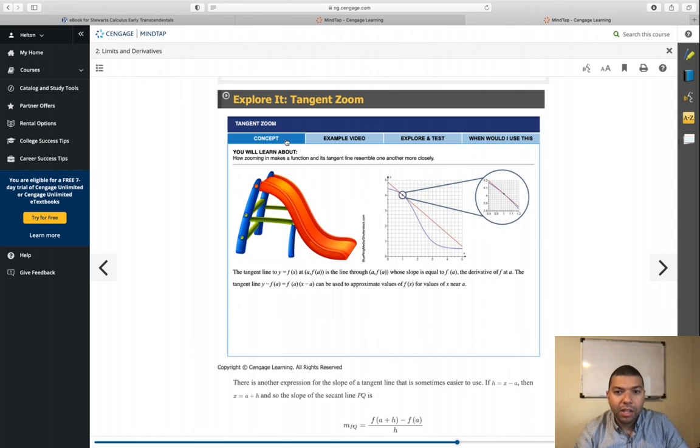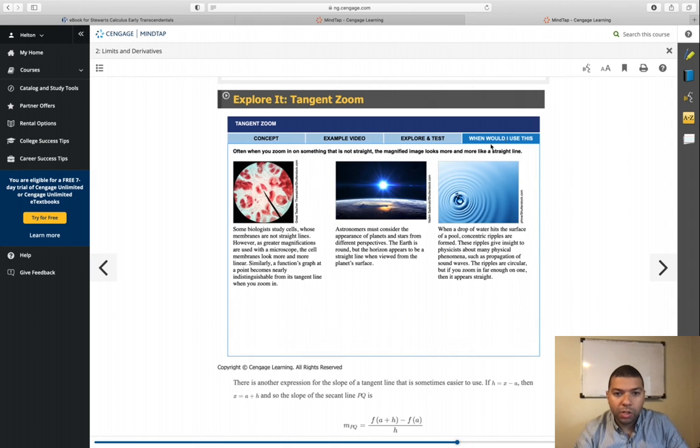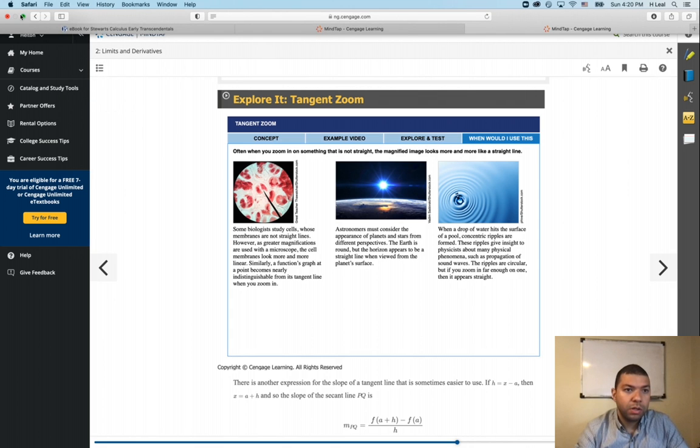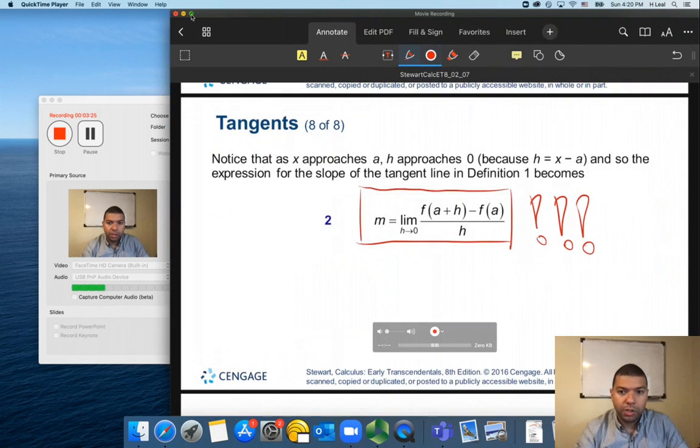Take a look at this, look at the concepts, look at the example, and look at when you'd use this. This is a very important concept and idea. It's very, very, very important. Take a look at this, and I really just wanted to show you this before we move on. So let's go back to our slideshow.